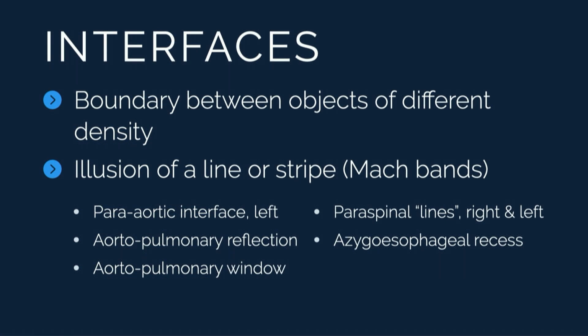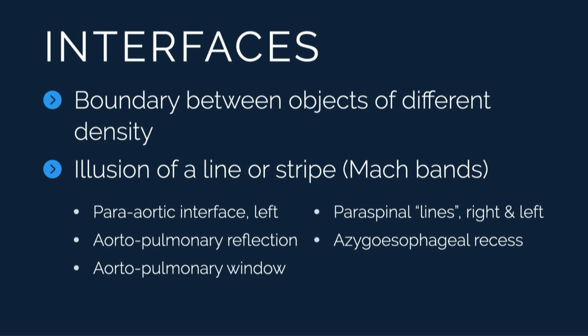So our last category is interfaces. This is basically just a boundary between objects of different density. So with lines and stripes, you have two air-filled structures, and where they meet forms either a line or a stripe, depending on how thick it is. You can see how confusing this is. Whereas an interface is just objects of different density next to each other.